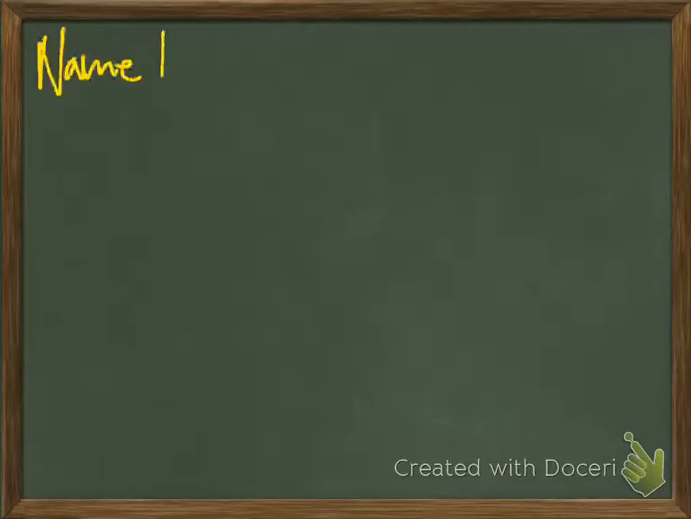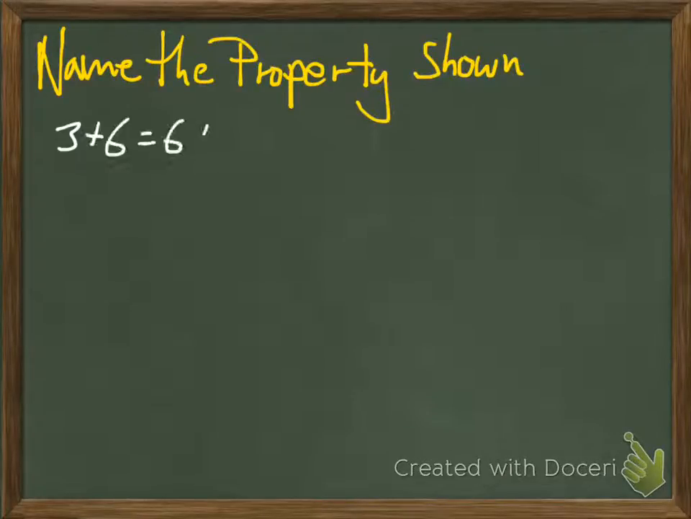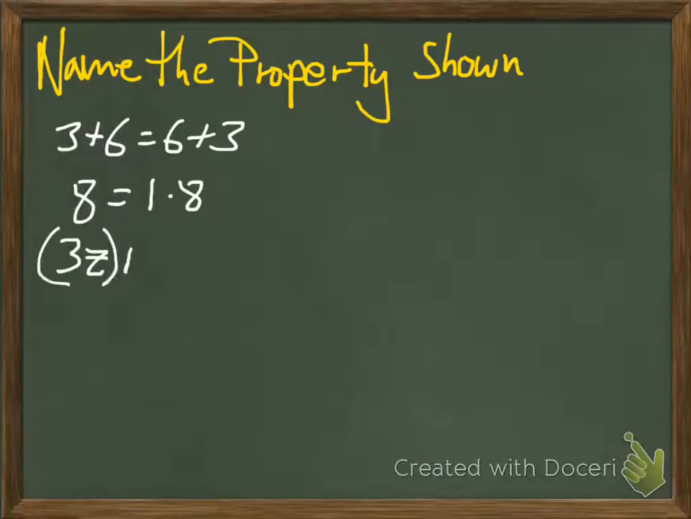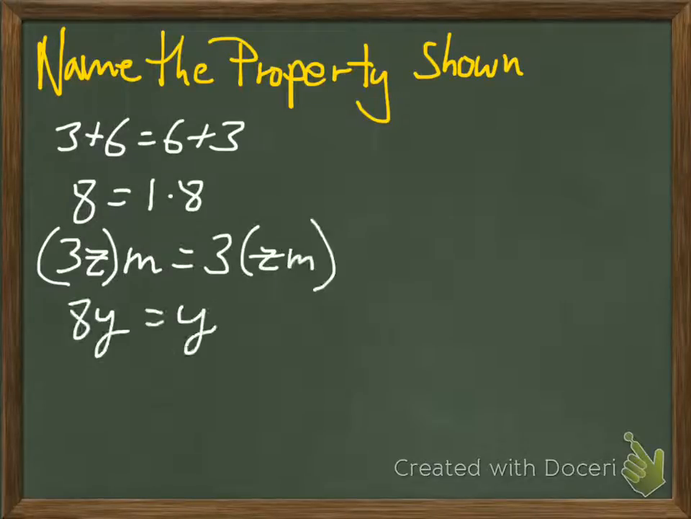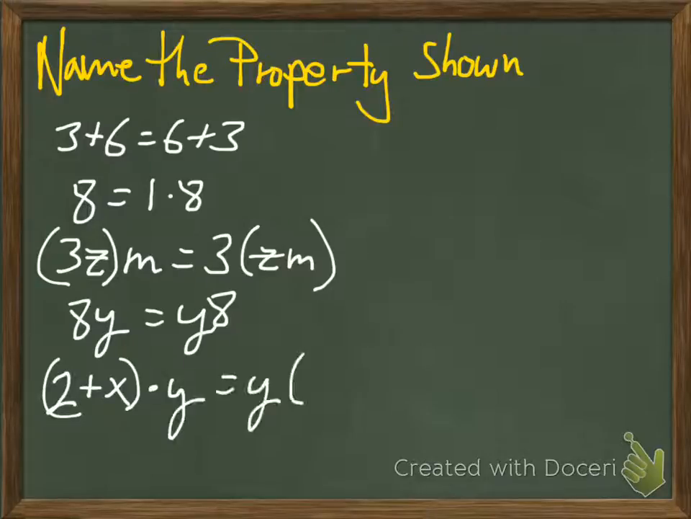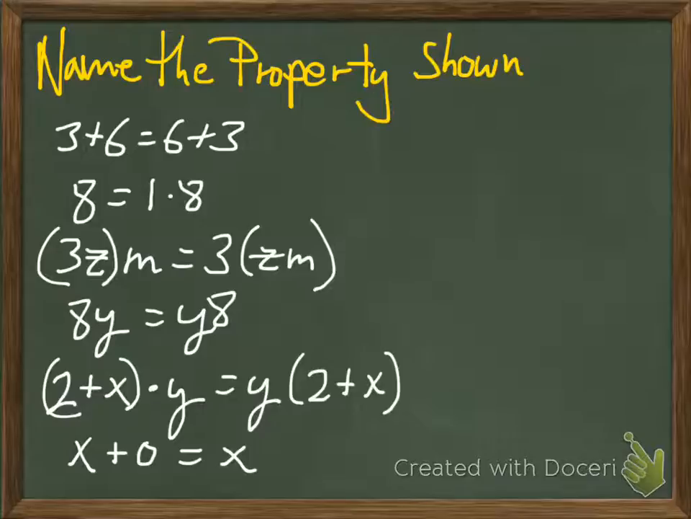So let me give you several examples. I'm just going to write a bunch of these down the left-hand side, and we're going to go through them one by one, and I'd like you to identify what property you think each of these is. So the first one, we've changed the order. It's an addition, so that would be the commutative.